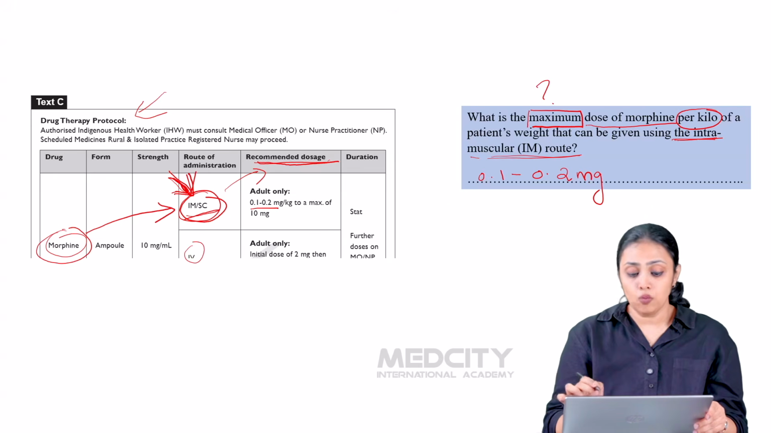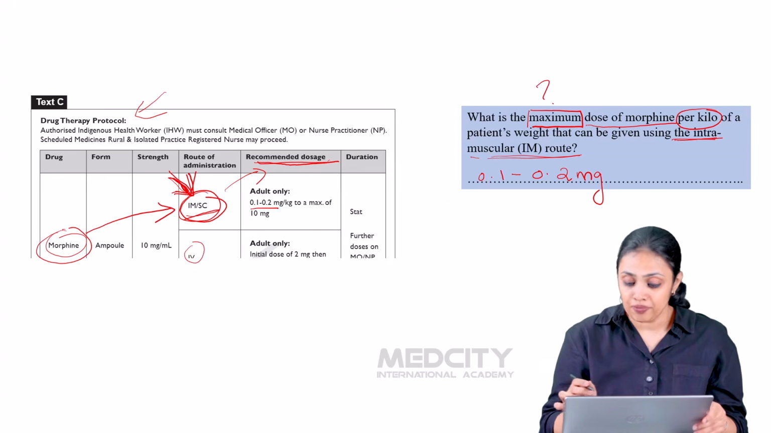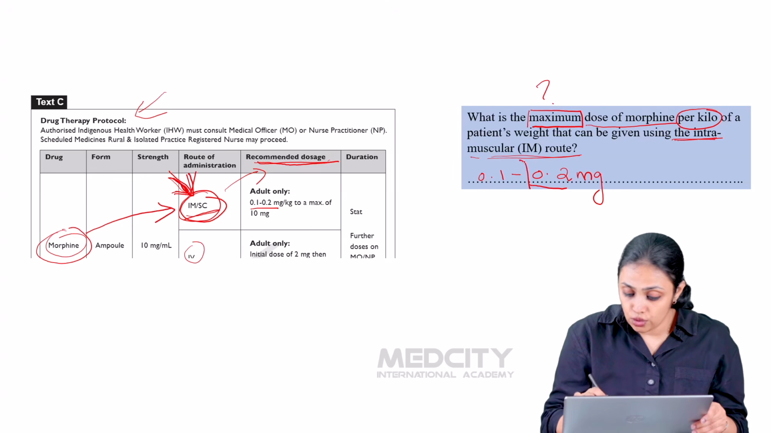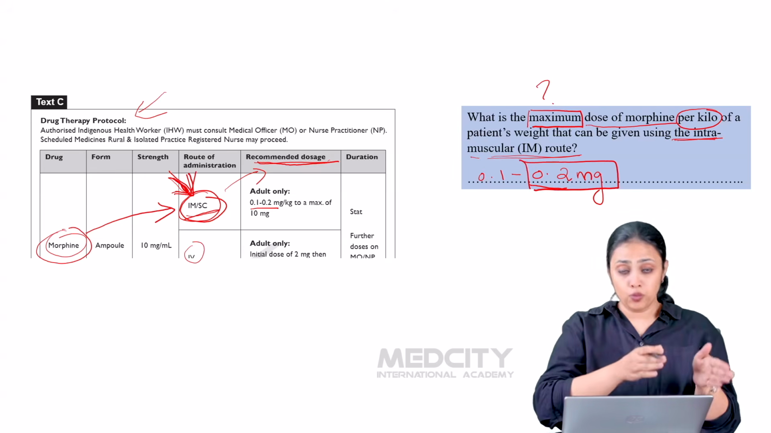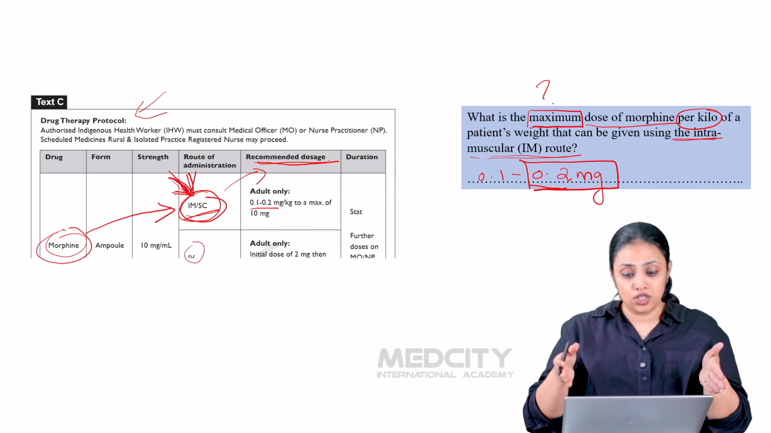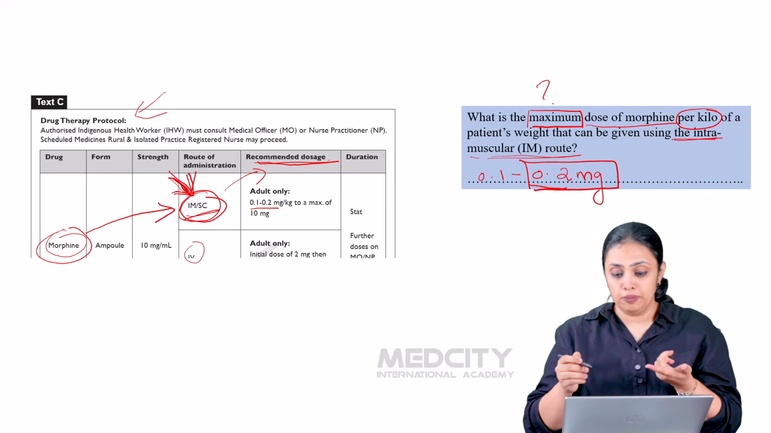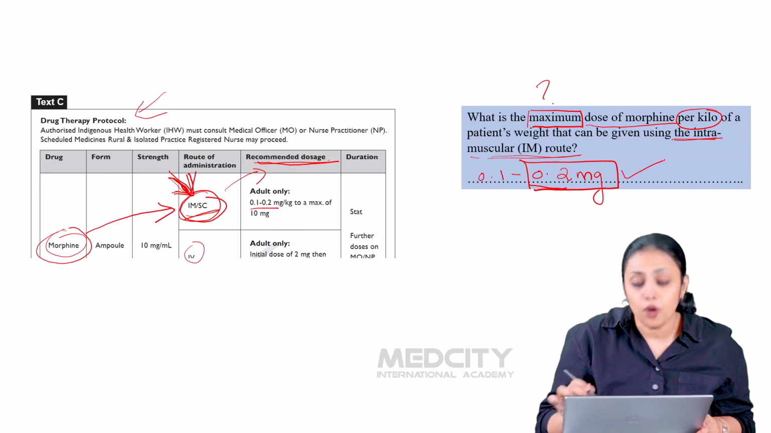So for that reason, what does our answer turn out to be? It becomes just 0.2 mg. 0.1 to 0.2 mg is the range, but the question asks for the maximum limit. So for that reason, the answer is 0.2.